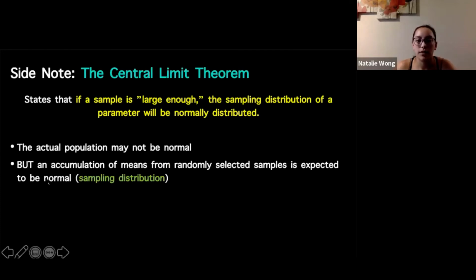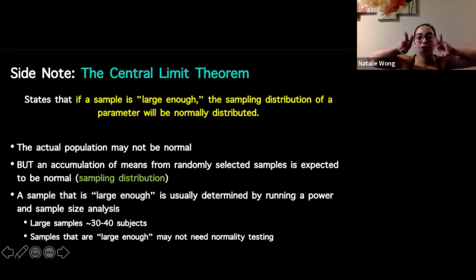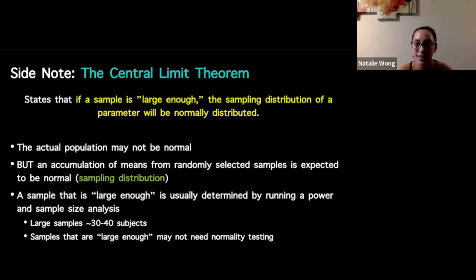I just literally said that. The actual population may not be normal, but an accumulation of the means from randomly selected samples is expected to be normal. So that's our sampling distribution. In terms of what large enough means, this can vary based on what you're collecting. But generally speaking, we say that large samples, usually greater than about 30 subjects, should be large enough to give you your normal distribution.